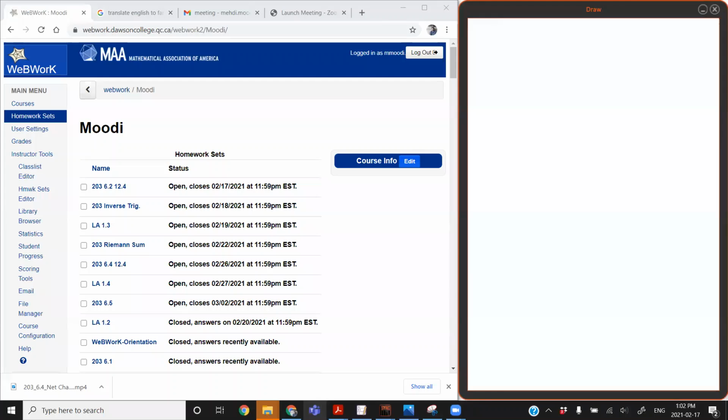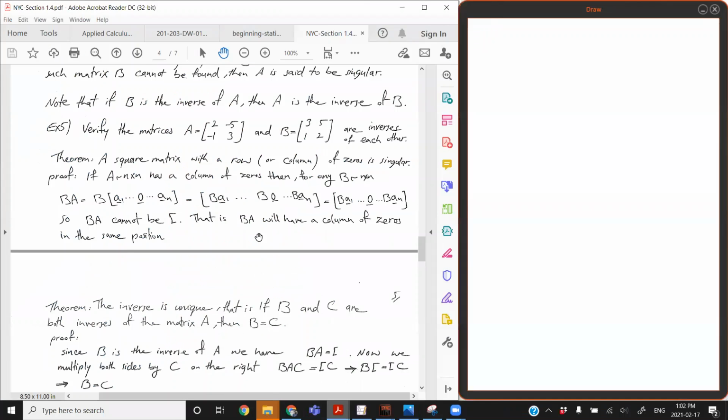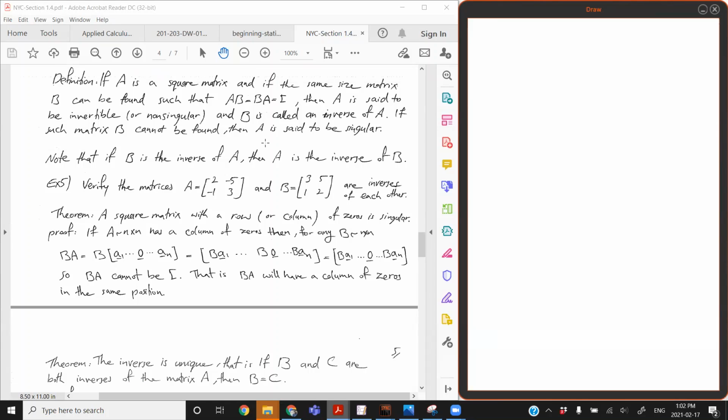And we can begin 1.4. So the last thing I mentioned was the definition of the inverse. So we said that a matrix A would be invertible if there exists another matrix B of the same size, so that when you multiply A and B in this order, or BA in this order, you get the identity matrix.